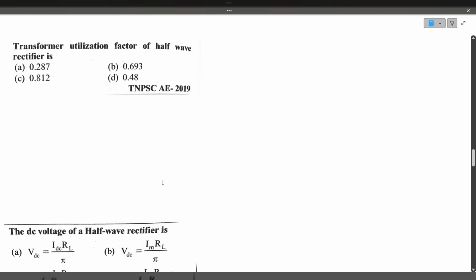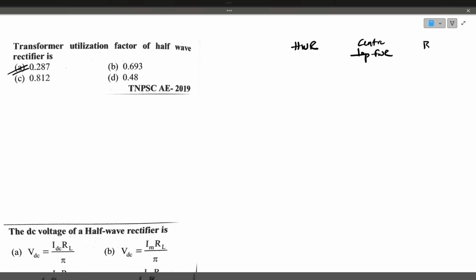Transformer utilization factor of a half wave rectifier is 0.287. This is very important. We'll see the comparison table: half wave rectifier, center tap full wave rectifier, and bridge rectifier. First thing, the ripple factor for half wave rectifier is 1.21. Center tap is 0.482. Bridge is also 0.482.